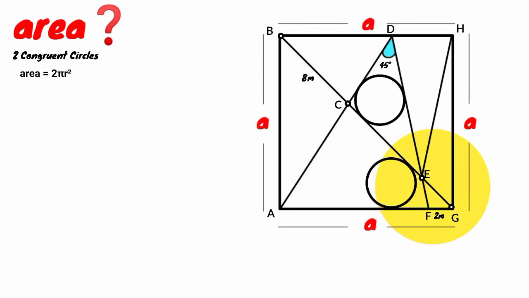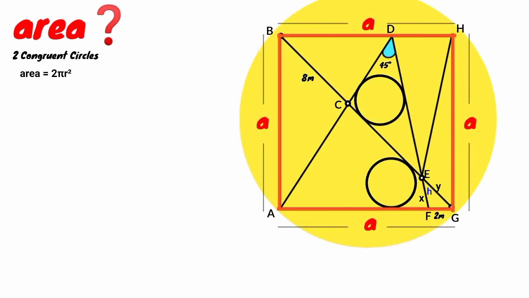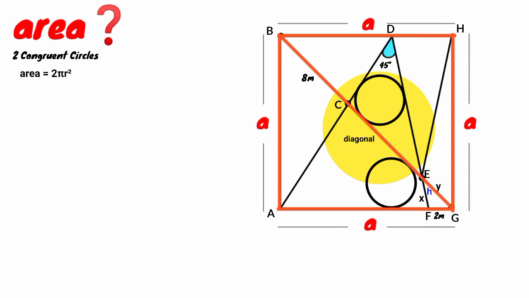Come here, this line segment, assume its length to be x and this y. This angle, assume its size to be h. Back to the square, we see this line connects two opposite vertices of it. That makes it a diagonal, and we know a diagonal of a square makes an angle 45 degrees with each side.